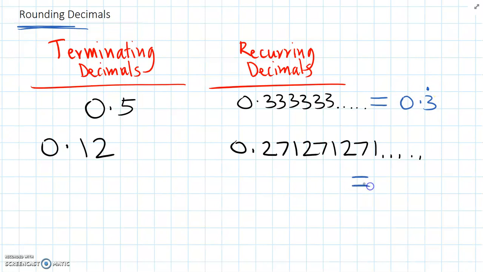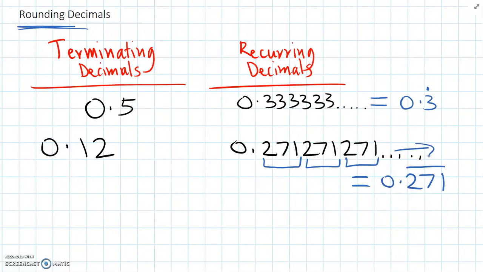If you have more than one number that's repeating, like this one, 0.271, the way we show that is by using a line above all three of the numbers. And that tells us that it's the 2, 7, and the 1 that repeat. We have 1, 2, 3, and we go on forever, repeating. You can also use dots to show that as well. You use a dot at the start and at the end, and that tells us the same thing.